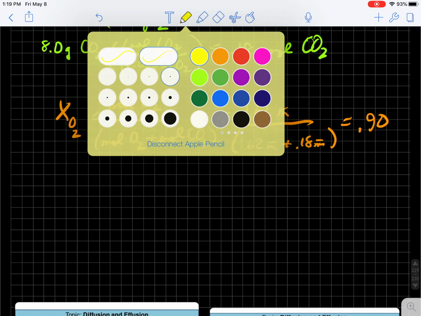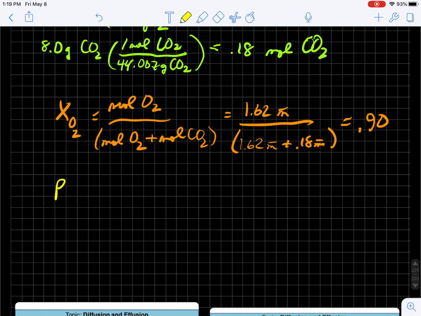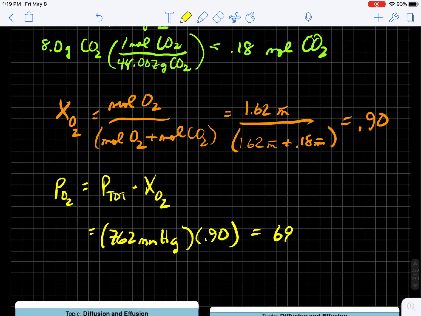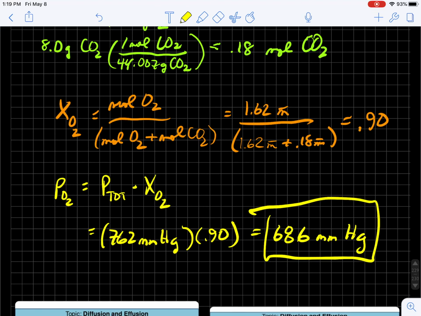So now to get our final answer, we can use Dalton's law. Partial pressure of oxygen is equal to total pressure times mole fraction of oxygen. Total pressure was 762 millimeters of mercury, and oxygen makes up 90% of the particles, so it's going to make up 90% of the pressure. That's 686 millimeters of mercury.